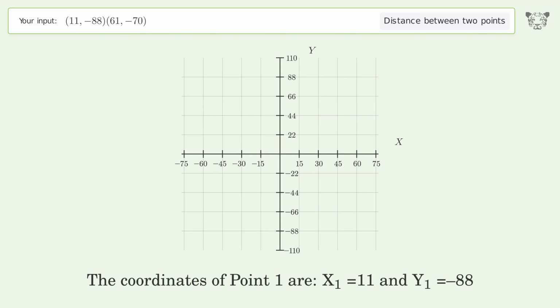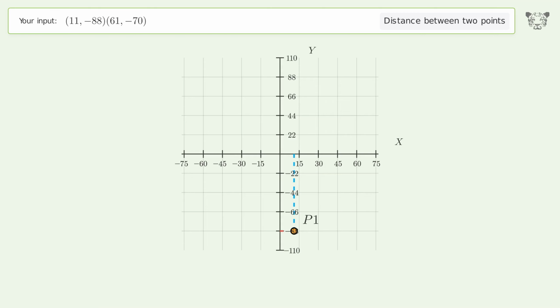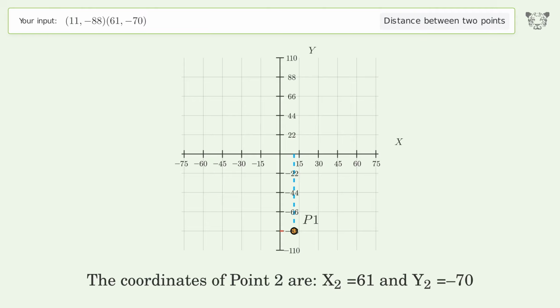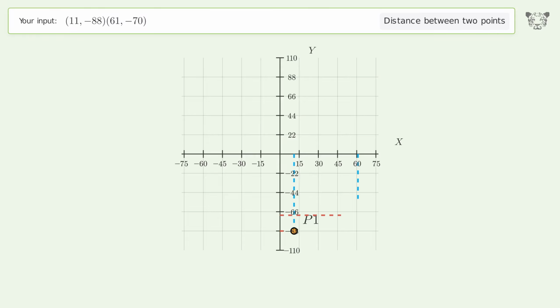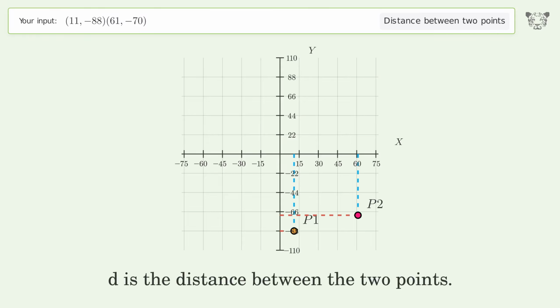The coordinates of point 1 are x1 equals 11 and y1 equals negative 88. The coordinates of point 2 are x2 equals 61 and y2 equals negative 70. D is the distance between the 2 points.